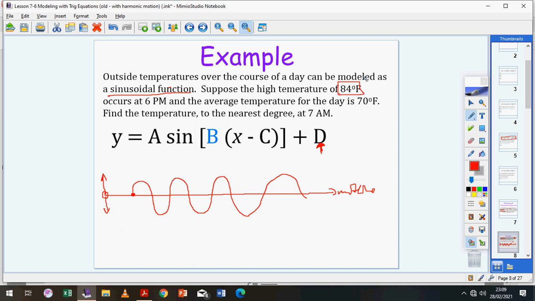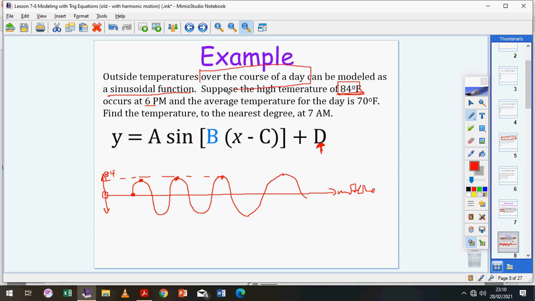Anyways, back to the 84. This 84 is telling us that the highest point on this graph is going to be 84. So this point corresponds to a y value of 84, right? That occurs at 6 p.m. 6 p.m. is when that occurs. The other piece of information that we're given is over the course of the day.